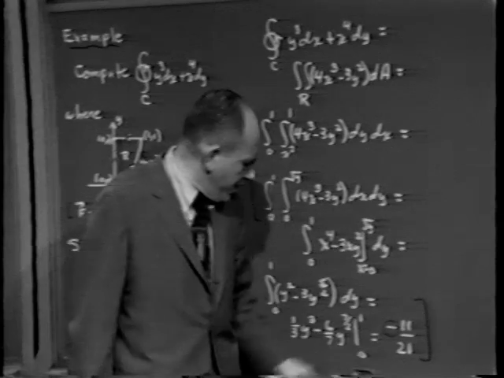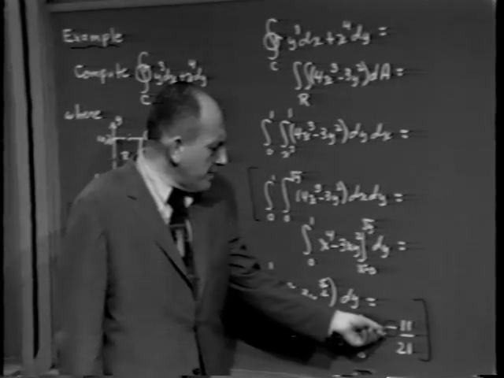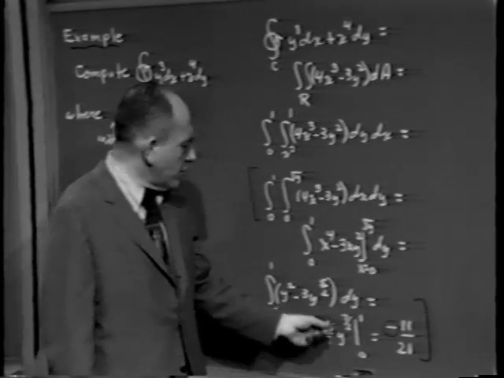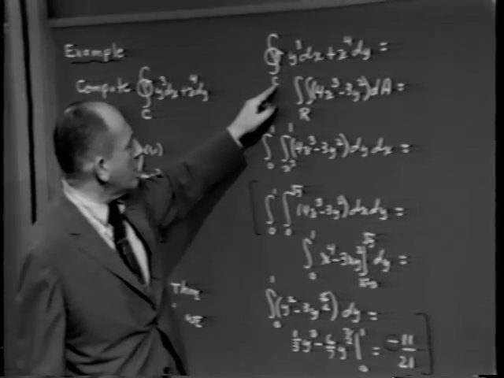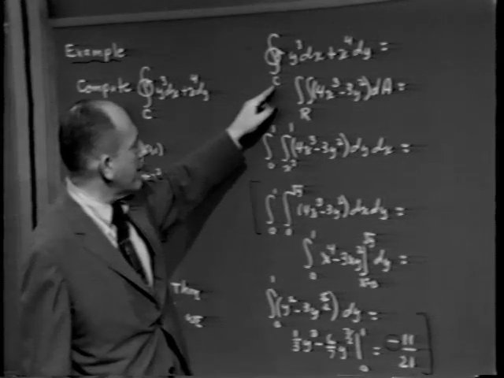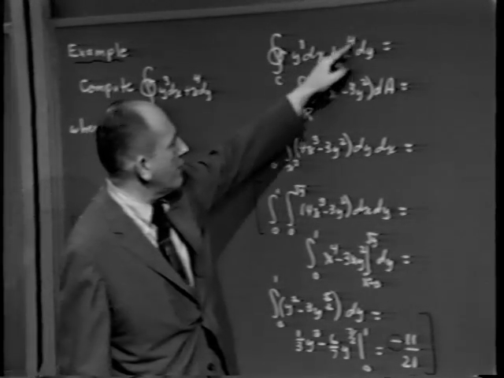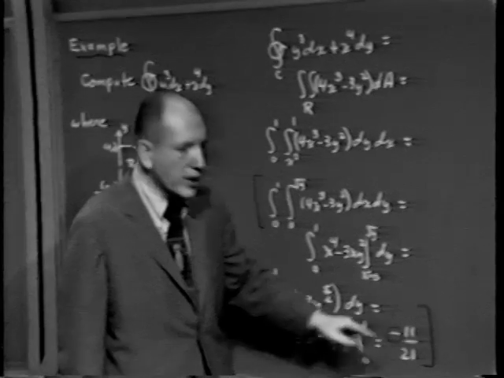I'm not going to worry here physically about what the meaning of the minus sign is, but using Green's theorem, we have shown what? That the integral around the closed curve C, as we've defined C before, y cubed dx plus x fourth dy, is minus 11/21.